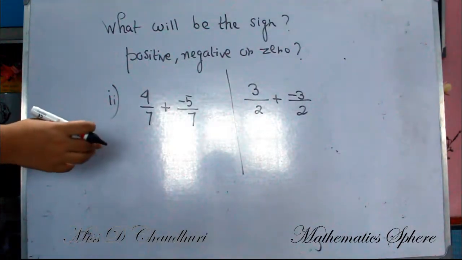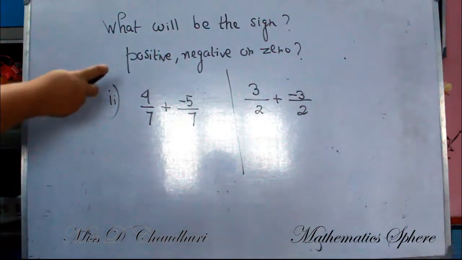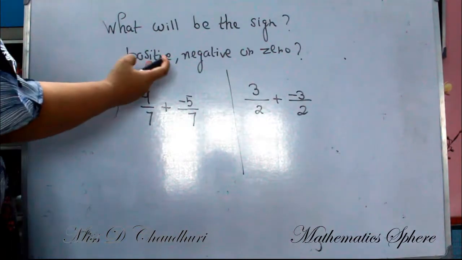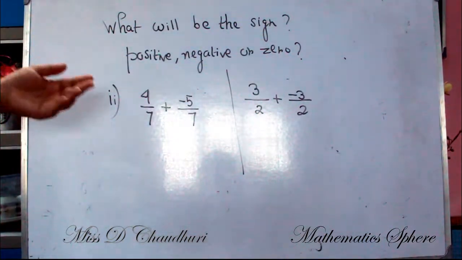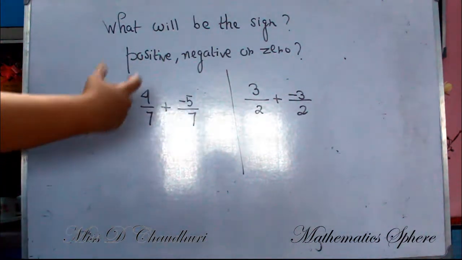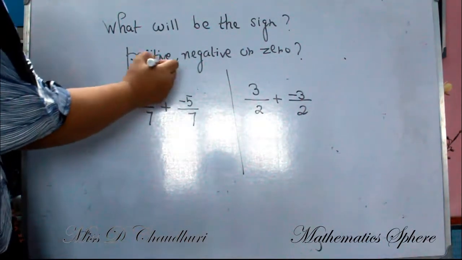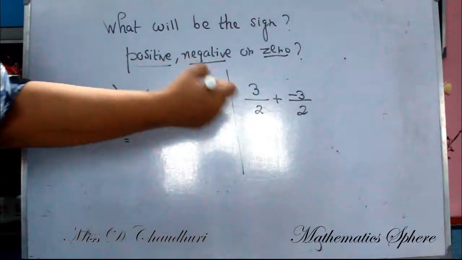Sometimes in 1 or 2 marks questions they give this type of sums. If it is asked what will be the sign of the answer, will it be positive, negative or 0? Because while we dealt with fractions, we dealt with only positive numbers, but now we will deal with negatives also. So they are asking what will be the sign, will it be positive, will it be negative, or will it be 0? So see, we will just add and check.